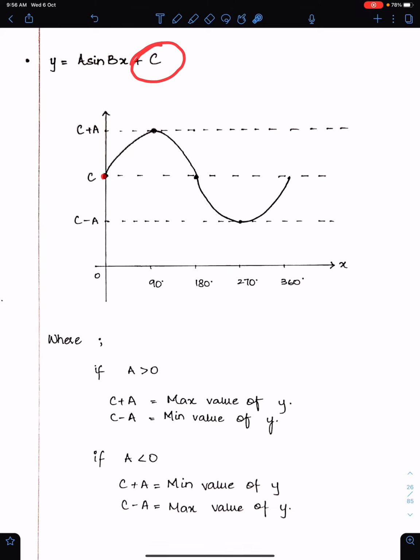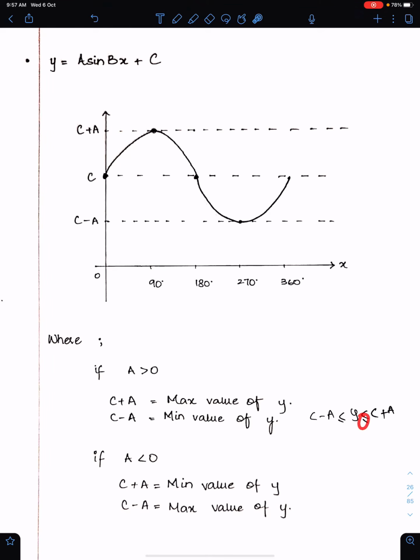So this is the mean line, so this is here c, and c plus a is the maximum value of this function because a is positive. So when a is positive, then c plus a is the maximum value of this function y, and c minus a is the minimum value of this function. Remember this is maximum, this is minimum when a is positive, and the curve is like this: c, maximum, minimum. So the range of this sine function is c minus a to c plus a. If I ask you to state the range of this function, then you should write y lies between c minus a and c plus a.